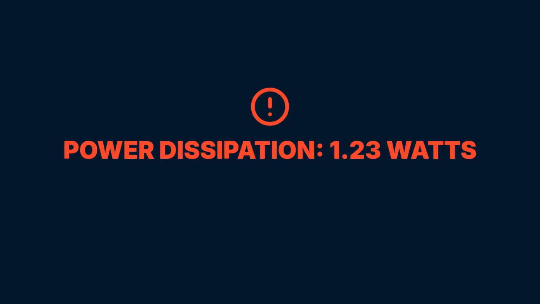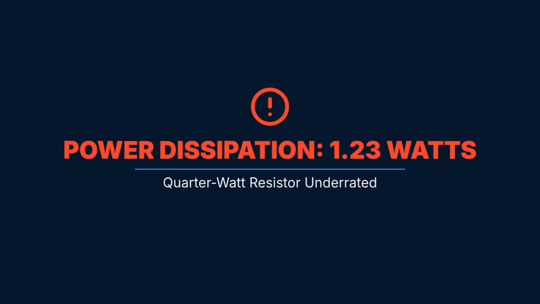Now I'll click Calculate. The calculator shows power dissipation of 1.23 watts. This immediately tells me my quarter-watt resistor is severely underrated and will likely fail or burn out. The power dissipation output represents the actual heat energy your resistor must dissipate continuously in your circuit.